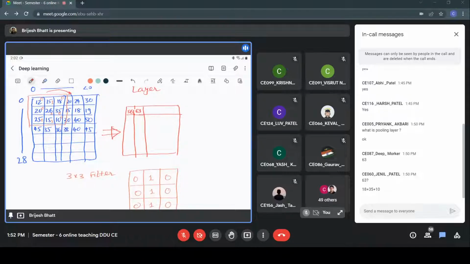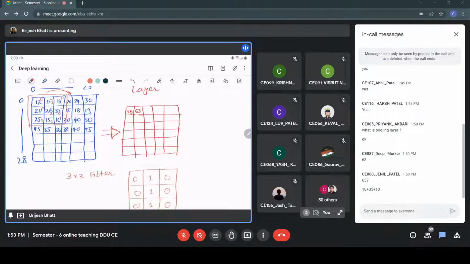And based on that, the image size would be reduced. If you use a filter of higher size, 5 cross 5 or 6 cross 6, and if you define a bigger jump rather than one step, then you can have a resulting matrix of smaller size. So this way you keep on filling all the values and you have the output of the convolutional layer. Right? This is one step.